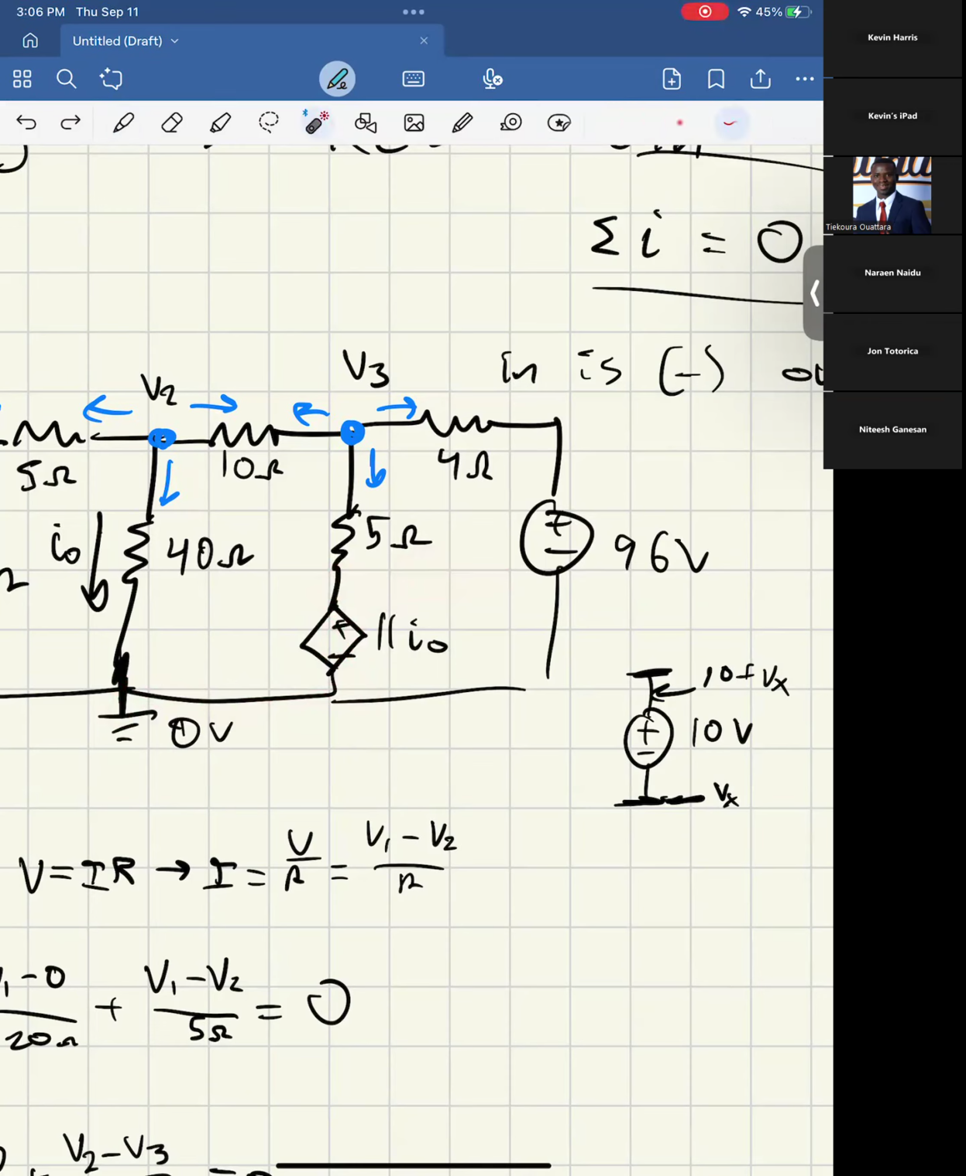And similarly over here, for this current going to the right, it's going to be this voltage minus this voltage. And this one is 0 volts down here plus 96 volts. So we end up with 96 volts up here. And that will be that.